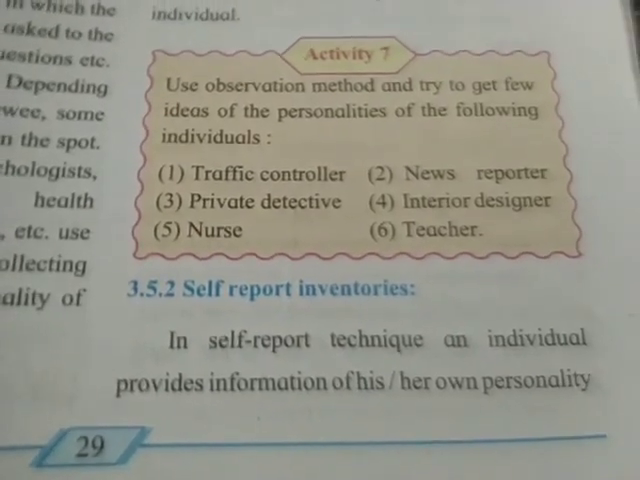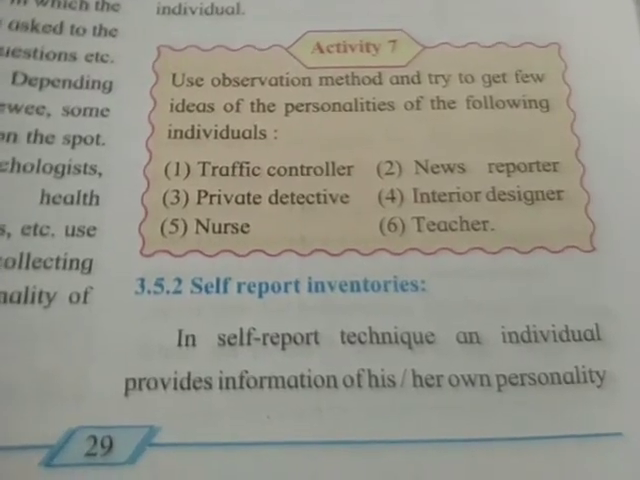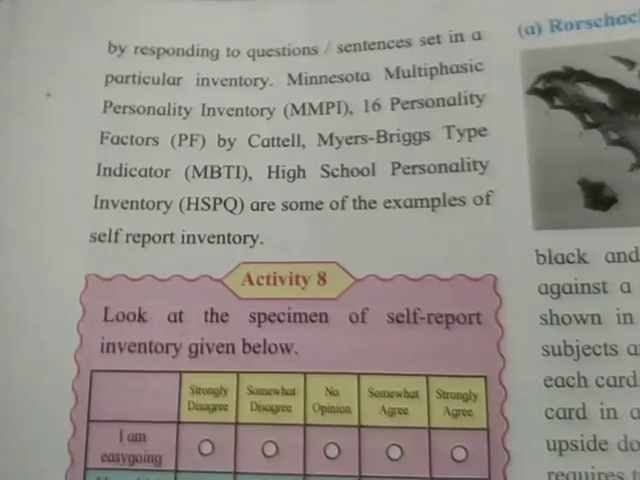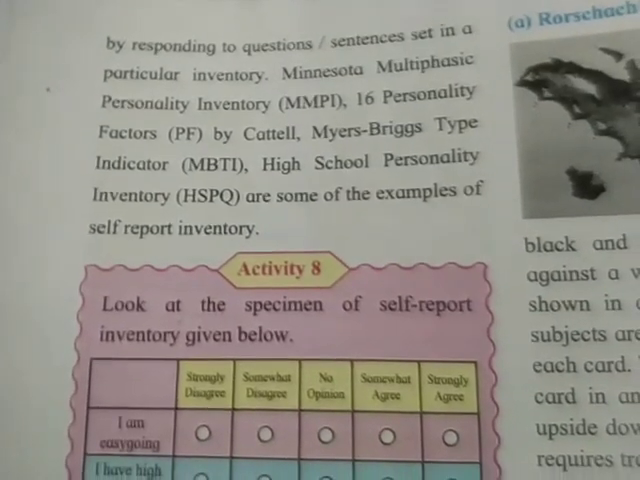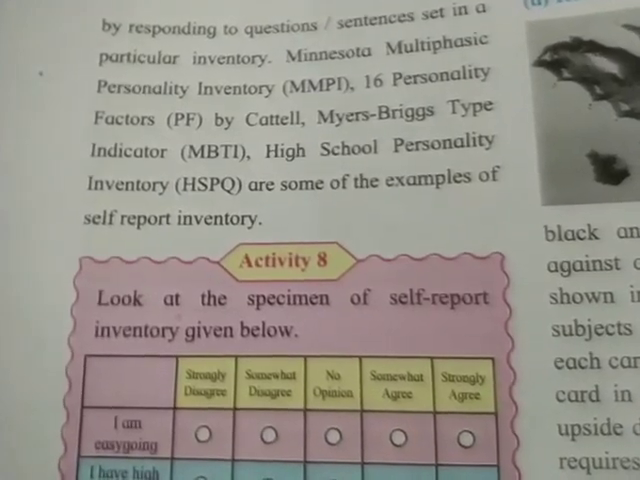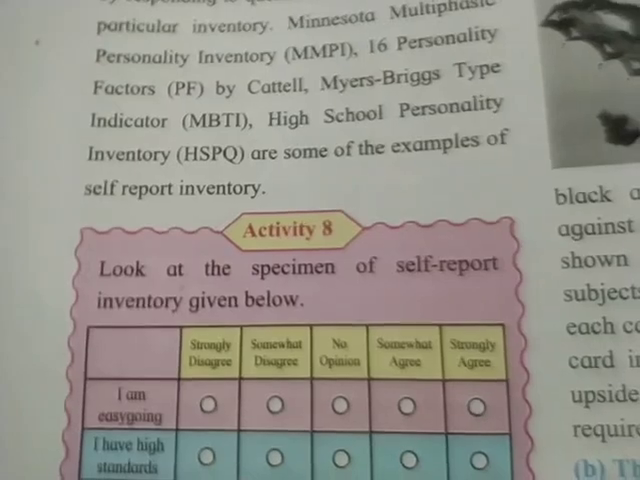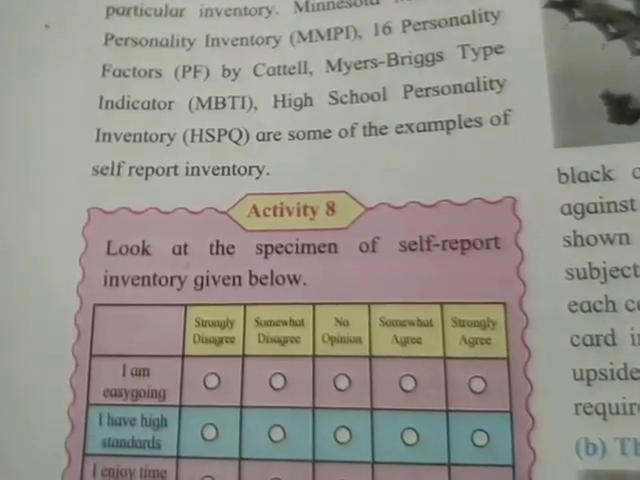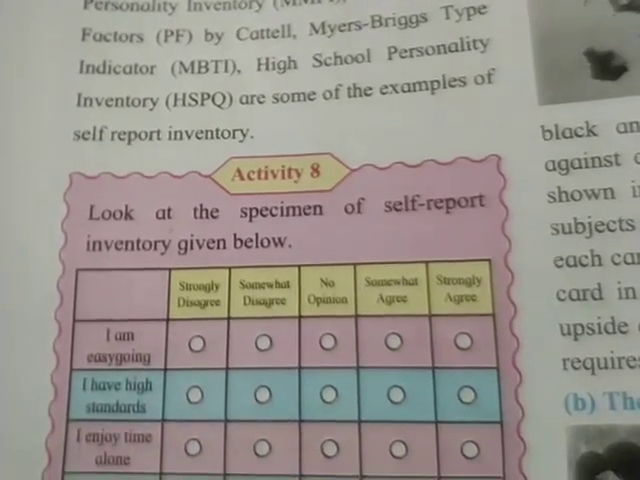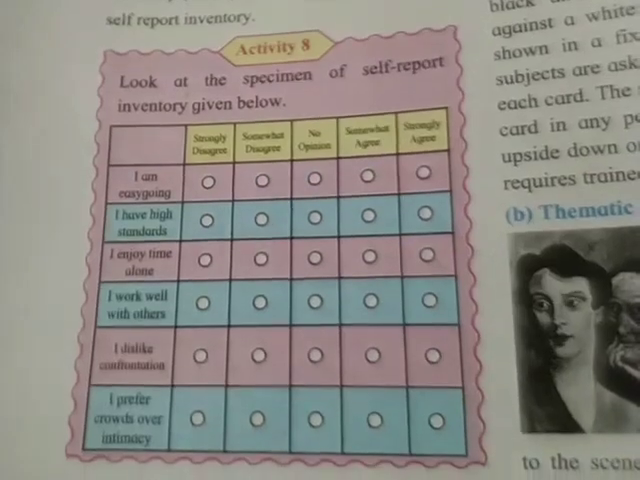Self-report inventories. In self-report technique, an individual provides information of his/her own personality by responding to questions/sentences set in a particular inventory. Minnesota Multiphasic Personality Inventory (MMPI), 16 Personality Factors (PF) by Cattell, Myers-Briggs Type Indicator, High School Personality Inventory are some of the examples of self-report inventory.